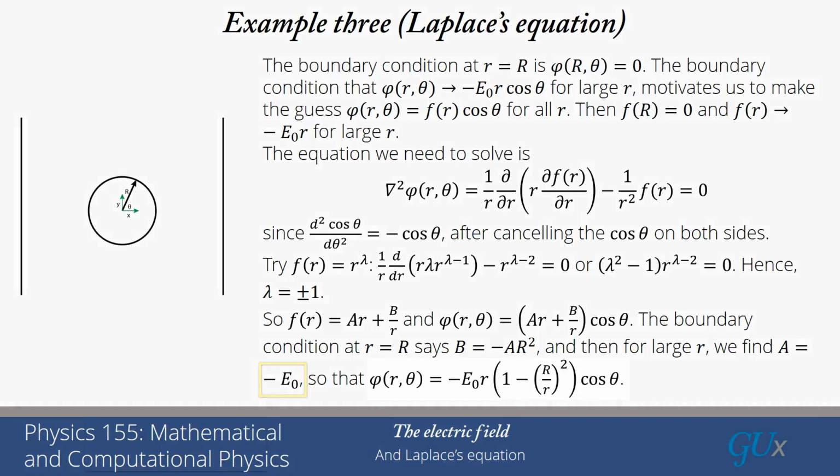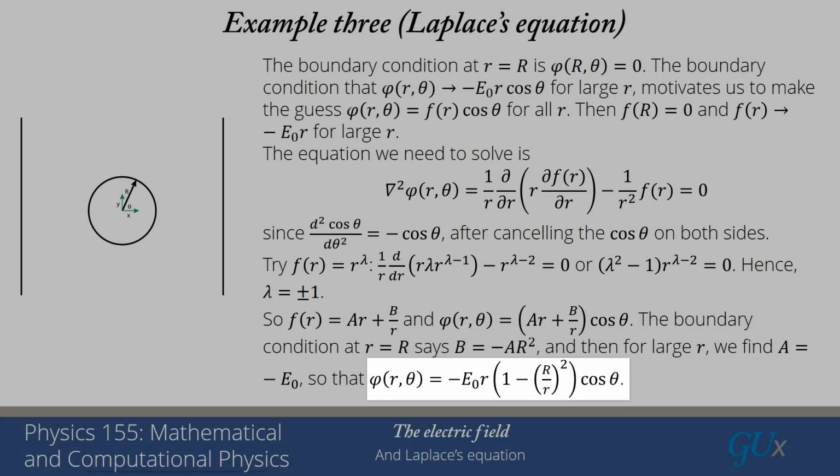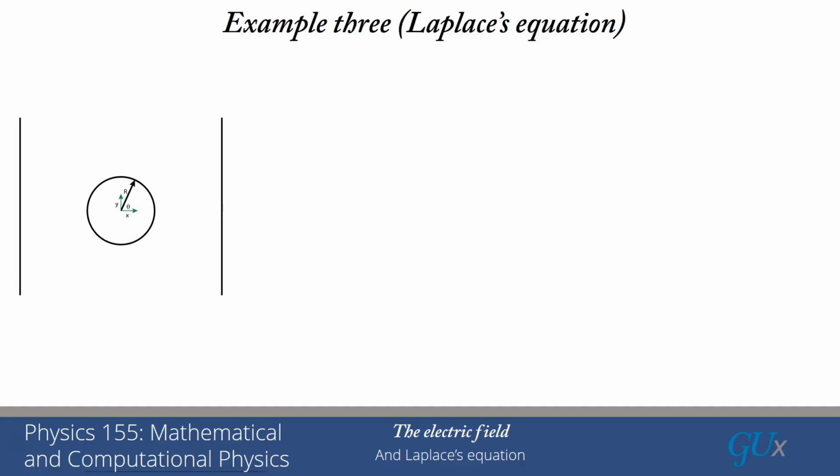So we get our final answer. Phi of r and theta is equal to minus E0 r times 1 minus big R over little r, quantity squared, times cosine theta. You can see I made the second term a quantity squared, so it has an r squared in the denominator, because I factored out an r from both terms in the equation. Okay, we've gotten our potential. Because it's a unique solution and we found the solution, that's it, we're done.